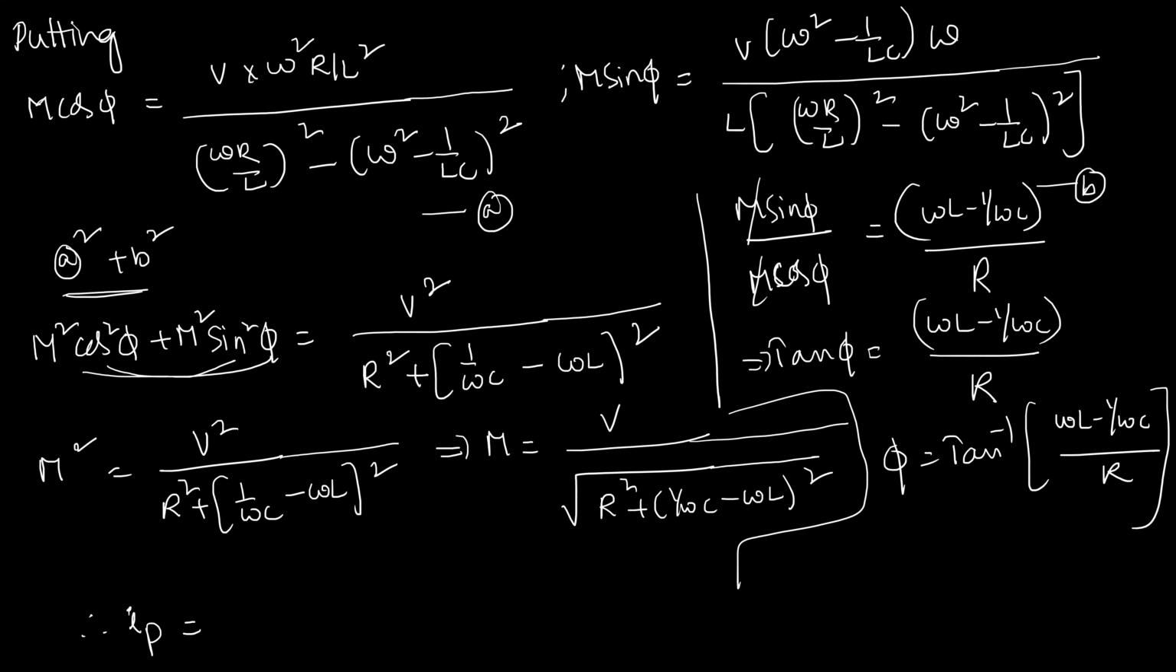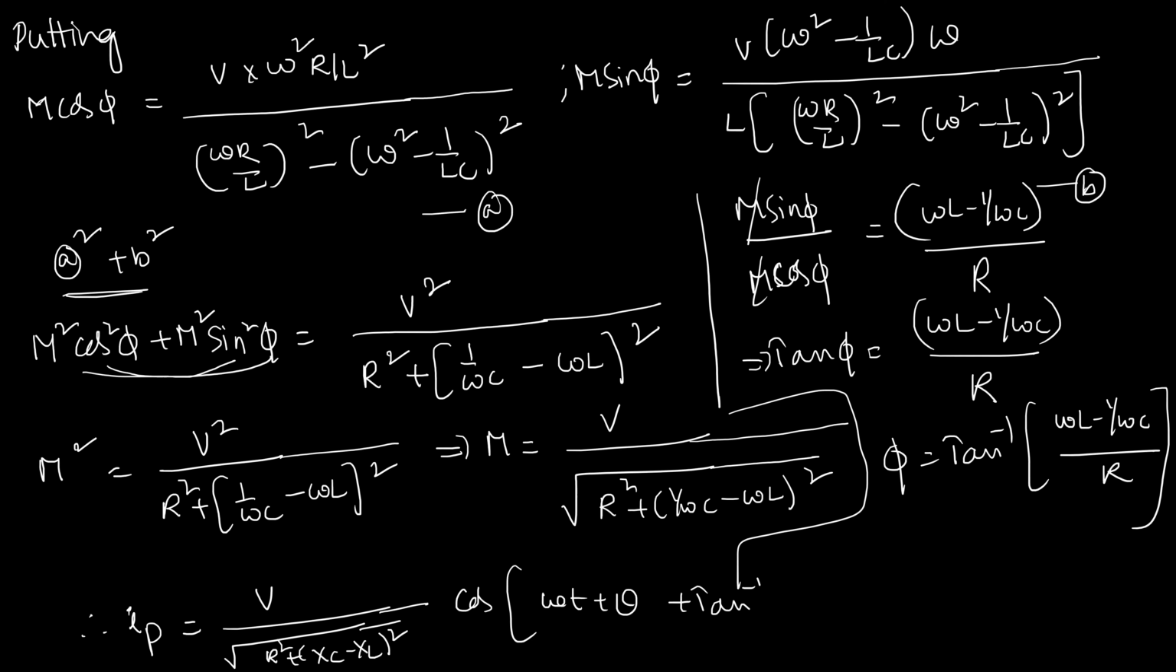So, IP can be written as m. What is m? This is V by root of R square plus (XC minus XL) square, into cos(omega t plus theta plus tan inverse of (1 by omega C minus omega L) by R). You may write it as XC also. In this way we can find the particular solution.